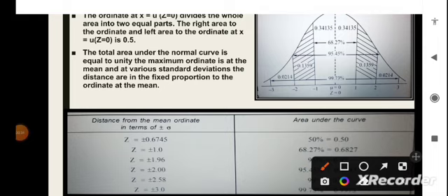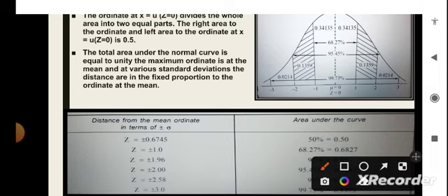As for normal distribution, the mean and median are equal, so the ordinate at x is equal to mean or z is equal to 0 divides the whole area into two equal parts. One is right and the other is left to the ordinate, each equal to 0.5. So, by this we get that the total area under the normal curve is equal to 1.